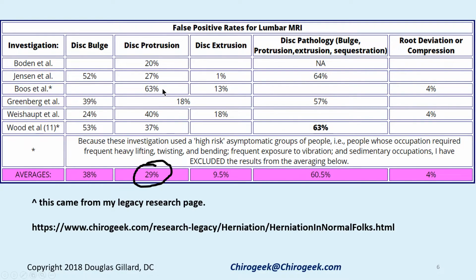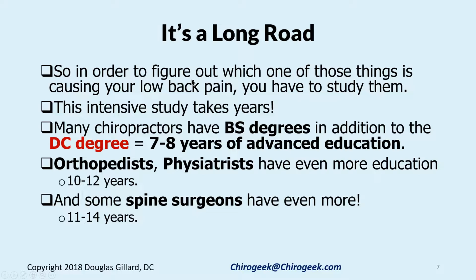So you've got to be careful. You can't just look at an MRI and say, "Oh, that's the cause of the sciatica or the patient's pain." 13% even had a disc extrusion, which is a herniation bigger than 7-8 millimeters that broke the posterior longitudinal ligament. So you get my point here. And it's a long road.